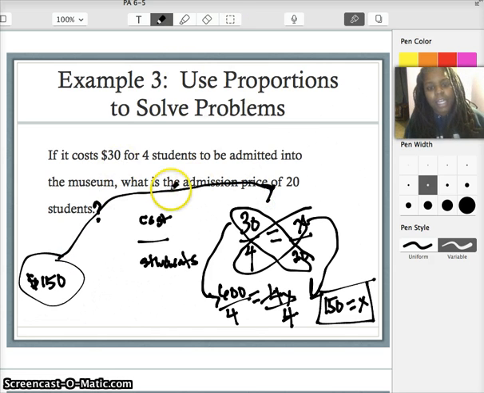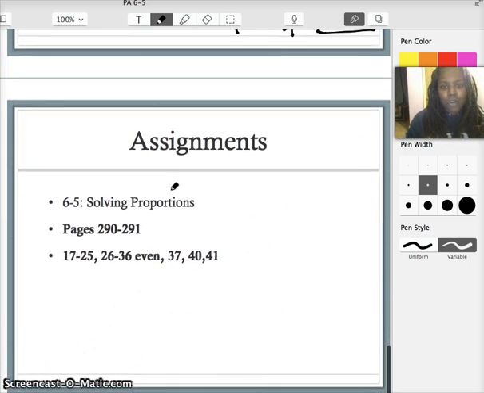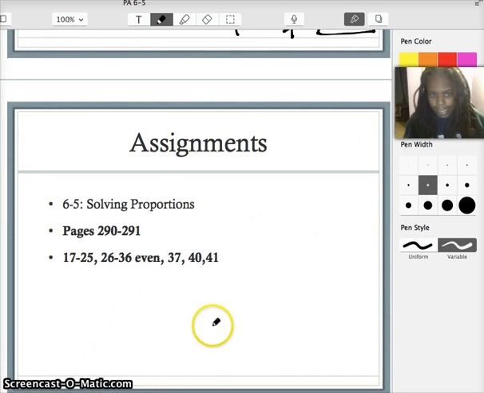I'm sorry for being so sloppy. Let's see if there's another example for us. No more examples. I know you're cheering right now.